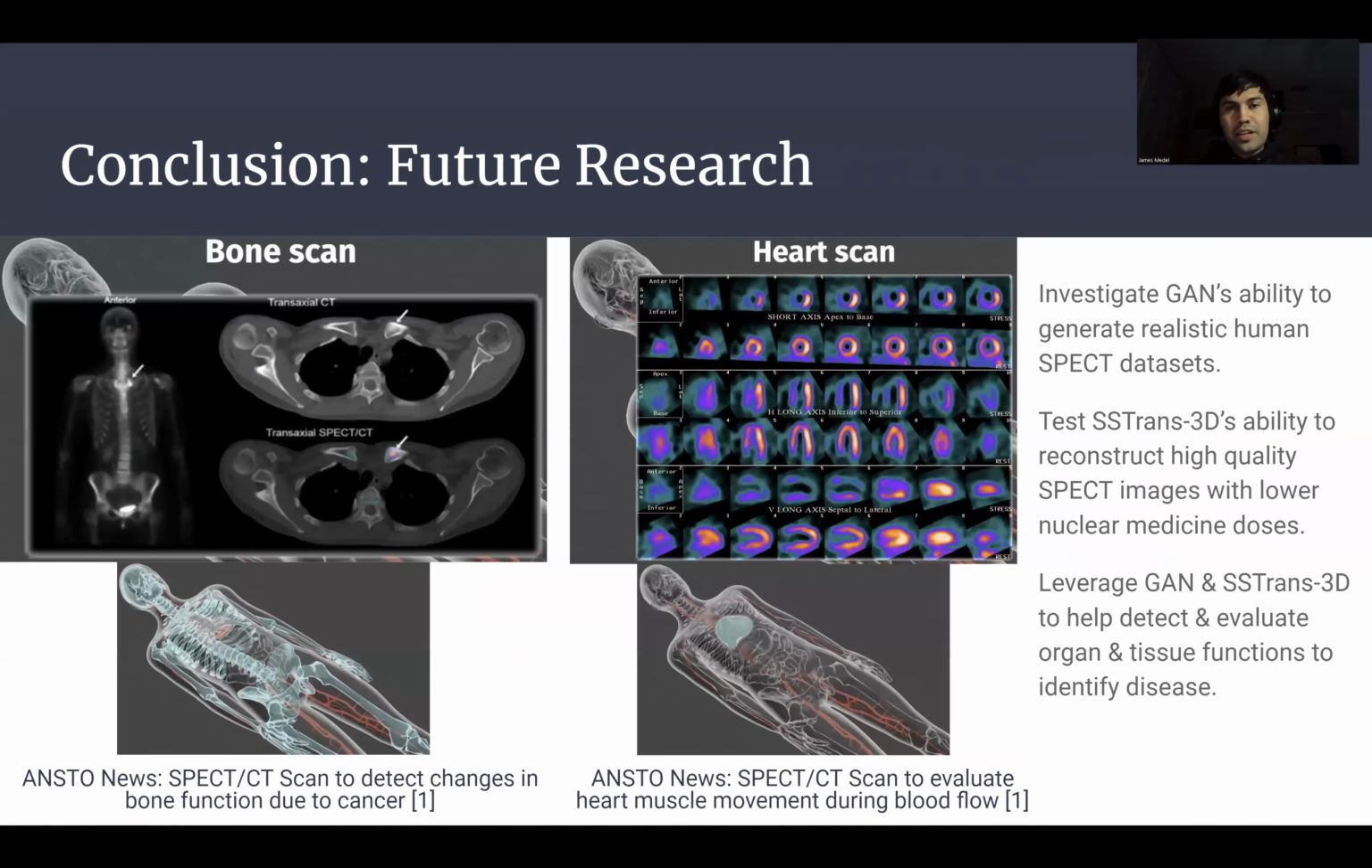And then in this particular case, we're looking at the future research. There are still a lot of organs that we can go investigate, and we can improve image quality with deep learning reconstruction for bone scans, for heart scans, as well as other images. We can use GANs to generate realistic SPECT image data sets. We can also further test SSTrans's ability to reconstruct high quality SPECT images with lower nuclear medicine doses. And we can leverage both of these neural network architectures to help nuclear medicine specialists detect and evaluate organ and tissue functions to identify disease.